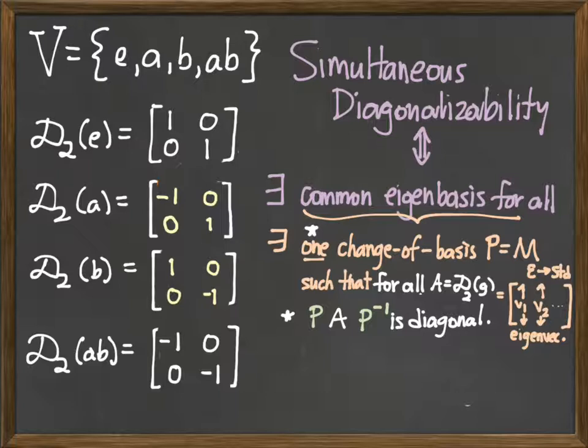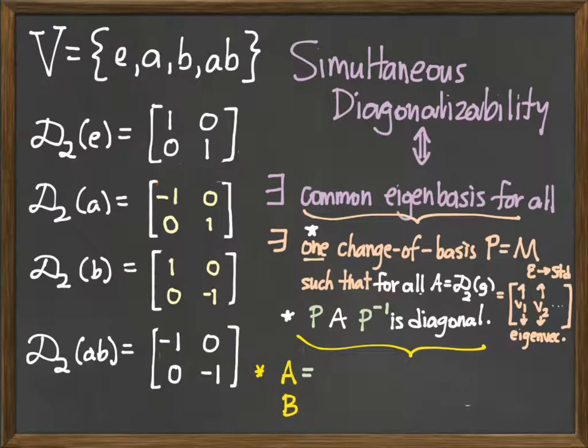And the other algebraic ramification of this is that, if this is true, let's suppose I have two matrices A and B that are both part of my representation.